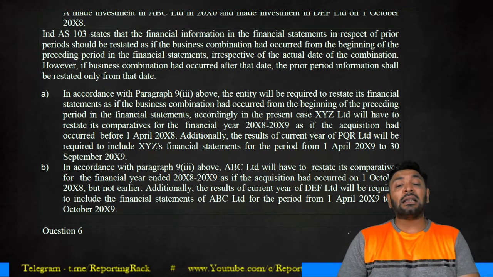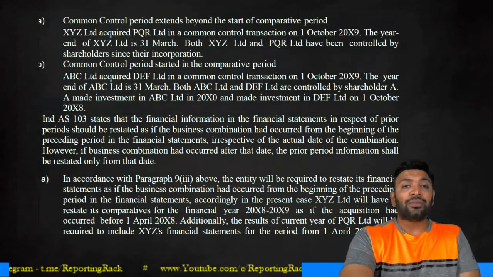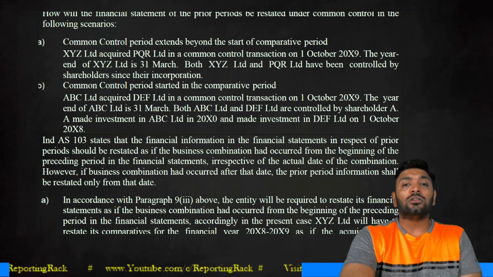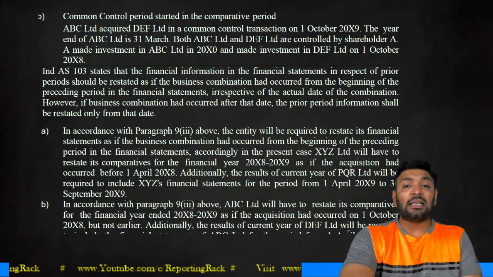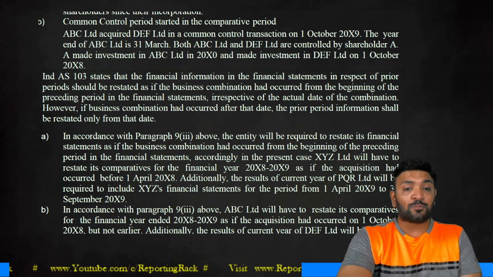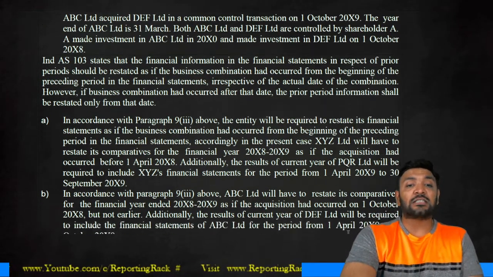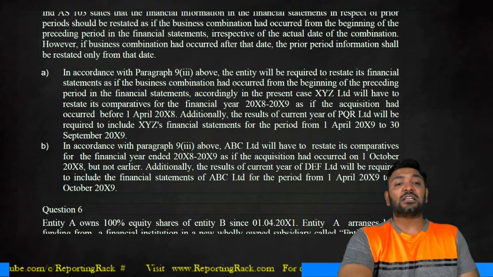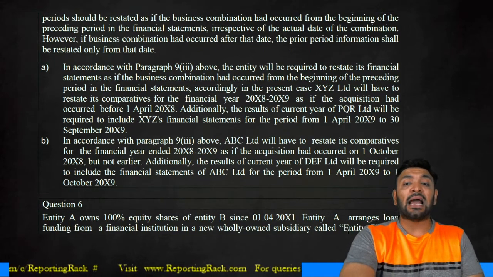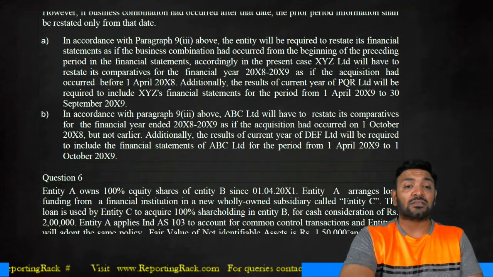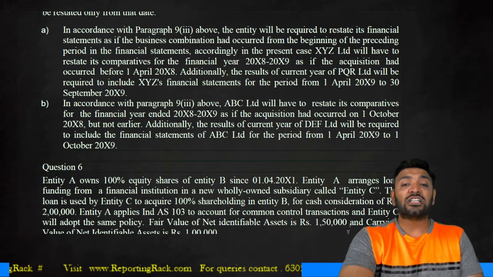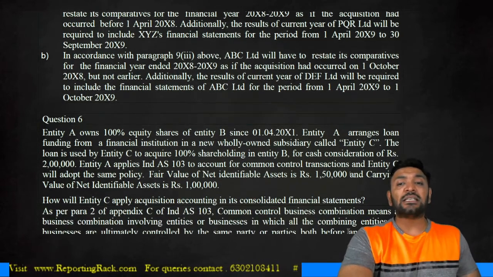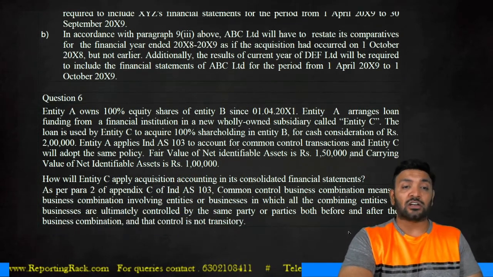So that means the current accounting period is 2019-20, correct? Because the common control transaction occurred in 19-20. So 19-20 is the current year, 18-19 is the previous year. So the beginning of the previous year is 1st April 2018. According to the second case, ABC will have to restate its comparatives for financial year 18-19 as if the acquisition had occurred on 1st April 2018, but not earlier. Additionally, the results in the current reporting period are required to include the financial statements of DEF starting from 1st April up to 1st October.